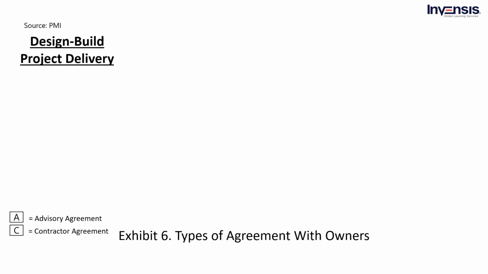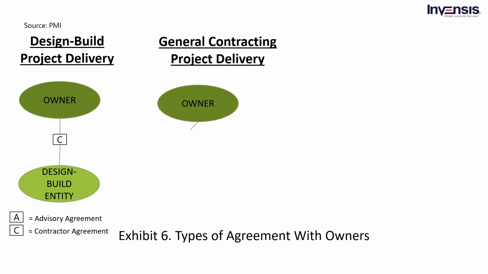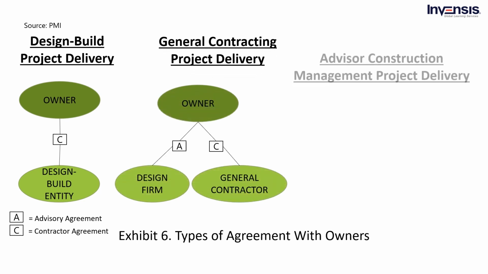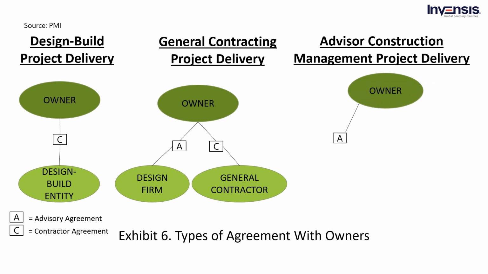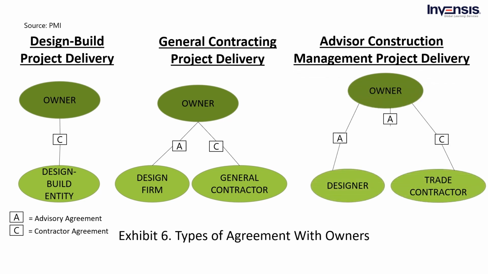Exhibit 6 shows each party's contract with the owner for each delivery system. This is a tool that project owners may use to assist them in choosing a delivery strategy for their projects. The single agreement in the design-build delivery system is a contractor-type agreement. Agreements in the general contracting and advisory construction management delivery systems are both advisory and contractor in nature.